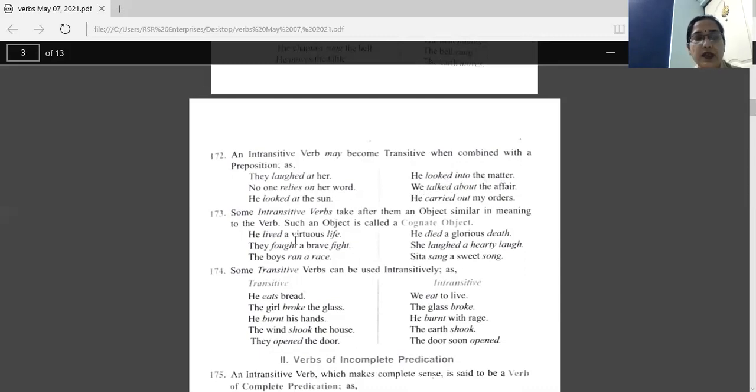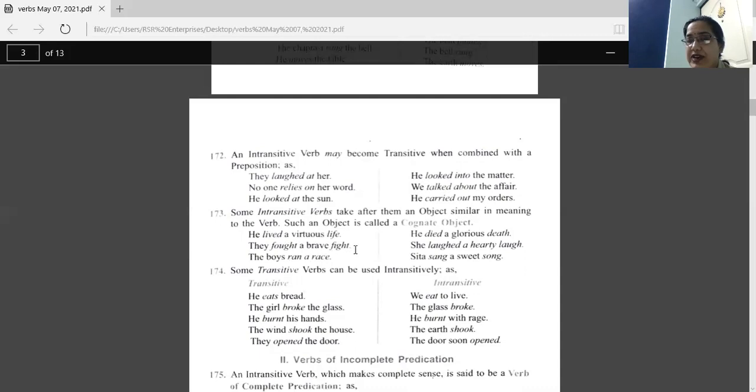Next point. Some intransitive verbs take after them an object similar in meaning to the verb. Such an object is called a cognate object. I'll explain with these examples. He lived a virtuous life. He lived, only this sentence is intransitive, but it is carrying this object, a virtuous life. The meaning of this object is similar to this verb, lived. Lived and life are related to each other, meaning somewhat the same. So this life is known as a cognate object.